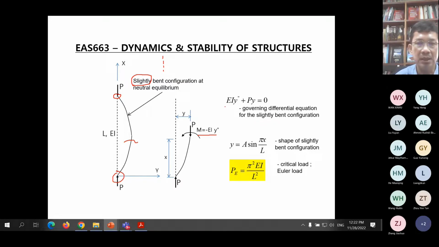Once we get this, in order to get the critical load P and also the associated buckling mode, we need to know how to solve this. This equation is second order because you have differentiation two times. It is an ordinary differential equation with constant coefficients.